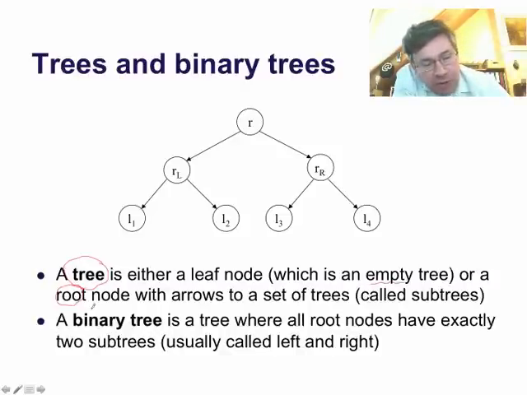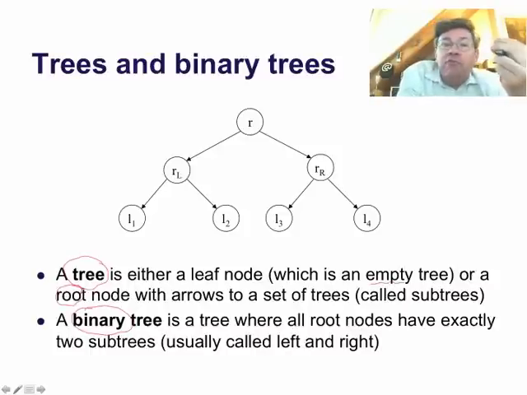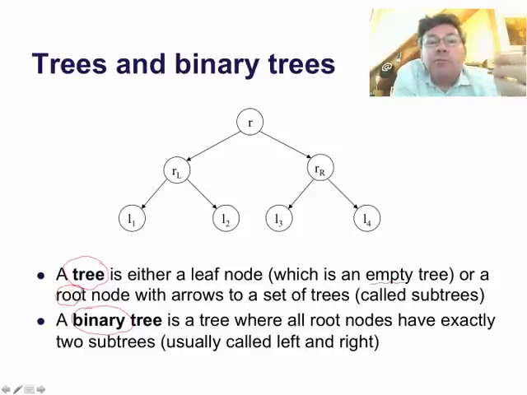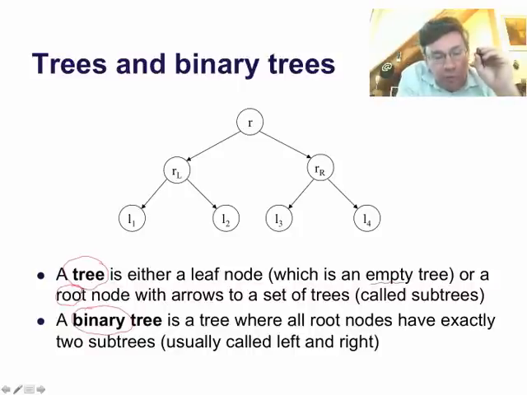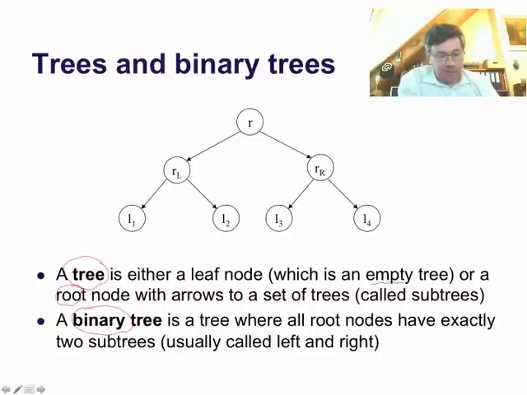A binary tree is a tree where all the root nodes have exactly 2 subtrees. So as before, the leaves have no subtrees, and the non-leaf nodes, which we call the roots, have 2 subtrees. So other forms of tree are possible too, and there are many, many variations. But in this course, we will show some very nice algorithms on binary trees in a later lesson.